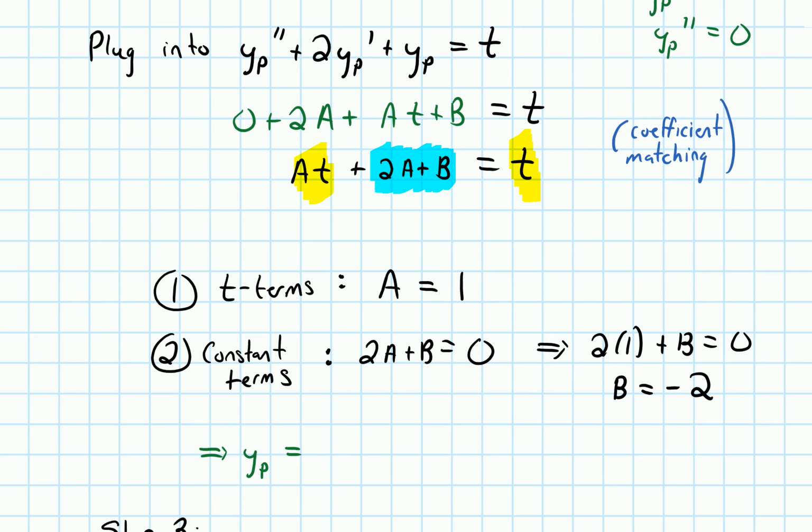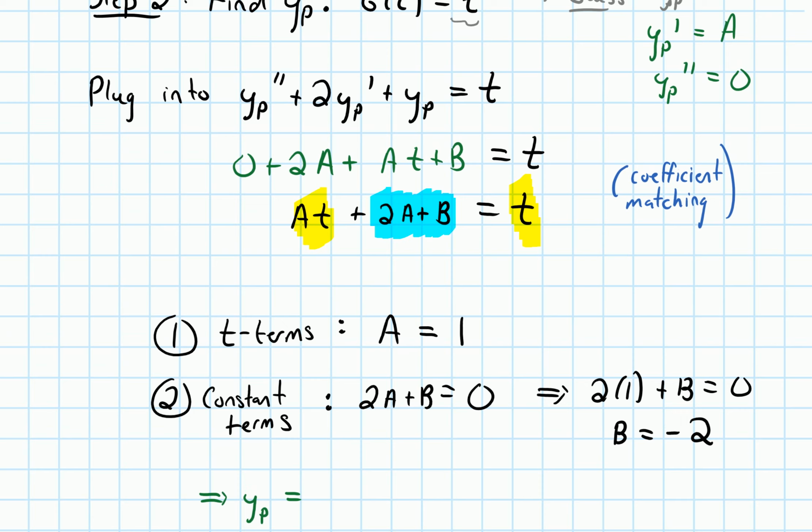So the particular solution, y sub p, is going to be equal to, remember the general form was y p equals at plus b. That was the general form that we had. Plugging in for a, we'll get 1 times t, which is t. Plugging in for the b, we'll get -2. So that is a particular solution to our non-homogeneous equation.